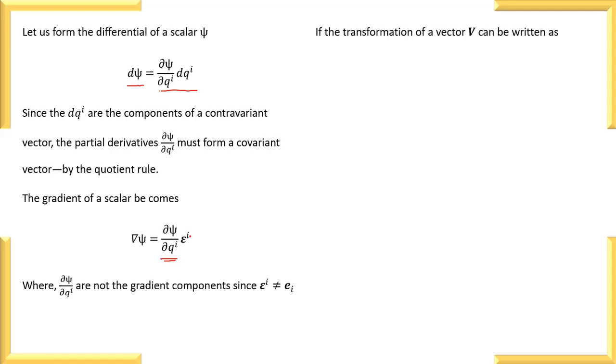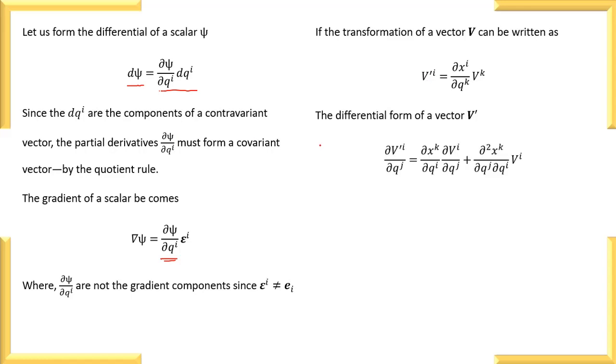Similarly, consider the transformation of a vector. If we transform a vector from the coordinate system xi to qi, since it's a contravariant vector, it can be transformed in the form dou xi by dou qa, which will give you the contravariant vector in the new coordinate system. Now differentiate this vector. If we differentiate by taking dou by dou qj, you will have these components here. Both have to be differentiated such that the product of these has to be taken. So first we differentiate vk, then we differentiate this term dou by dou xi. Here this seems familiar because it gives you a transformation, that is, a contravariant transformation.